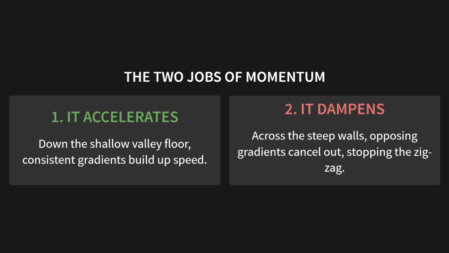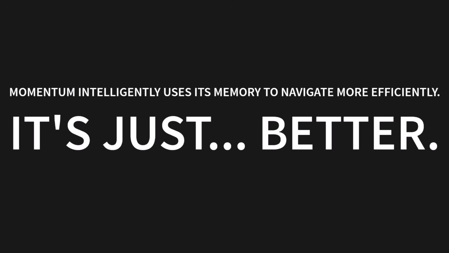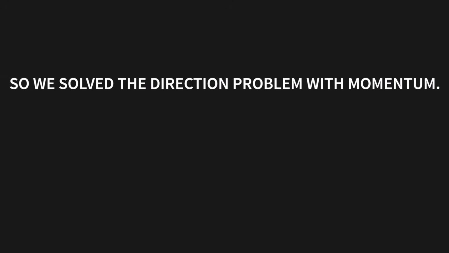This is the clever part. Across the steep walls of the ravine, the gradient is huge, but it's constantly flipping sign, causing that wasteful zigzag. But when momentum averages these opposing gradients, they cancel each other out, stopping the zigzag in its tracks. Momentum intelligently uses its memory to navigate more efficiently. It's just better.